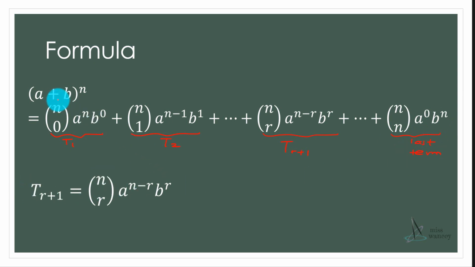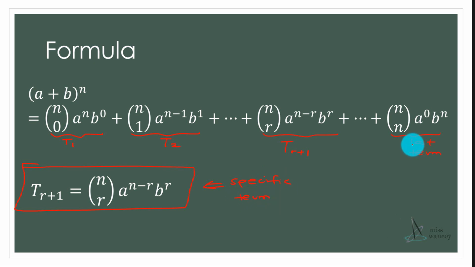Okay, so basically if the question asks to expand, we are going to expand them from nC0 up until nCn. However, if we want to find some specific term, we are going to use the formula for T(r+1). So T(r+1) equals nCr, a to the power of n minus r, b to the power of r. So we are going to use this if we want to find some specific term.